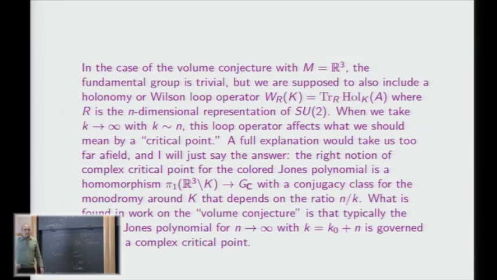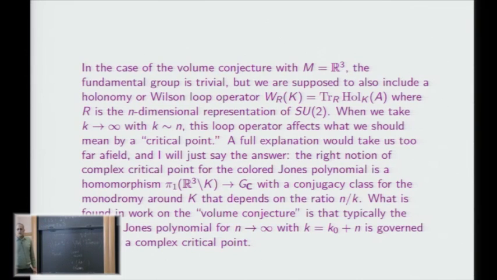So if we're on R3, the fundamental group is trivial, but we're supposed to also include a Wilson loop operator in the n-dimensional representation. And when we take k to infinity with k of order n, this Wilson operator affects what we should mean by a critical point. A full explanation would take us too far afield, and I'll just say the answer. The right notion of a complex critical point is a homomorphism of the knot complement to the complex Lie group with the conjugacy class of the monodromy around k that depends on the ratio n over k.